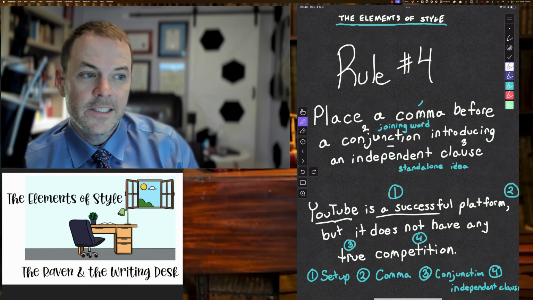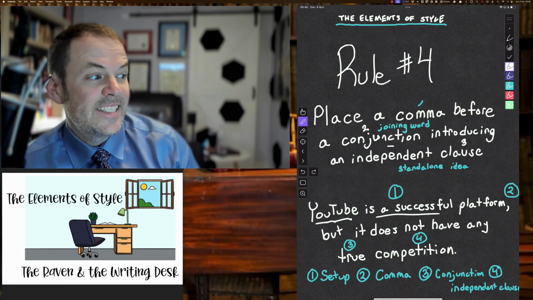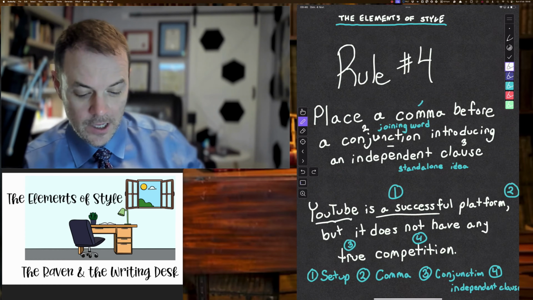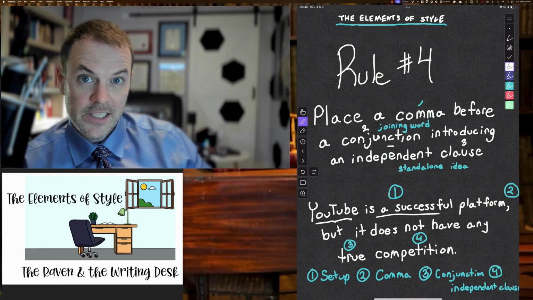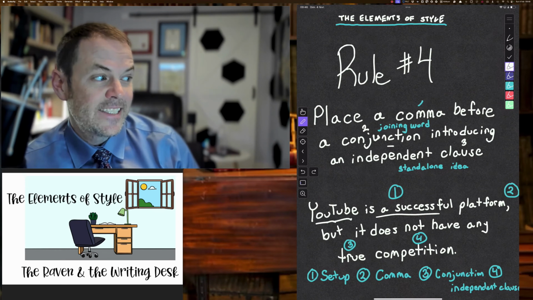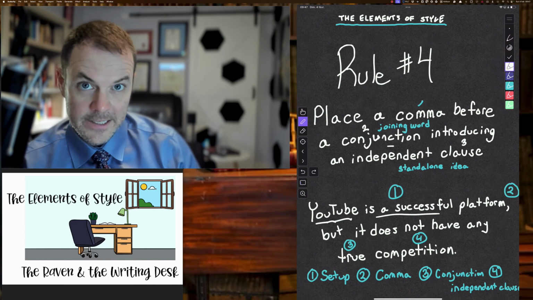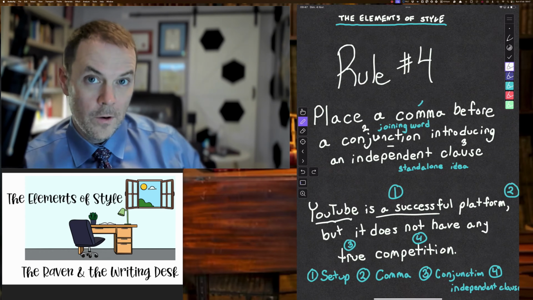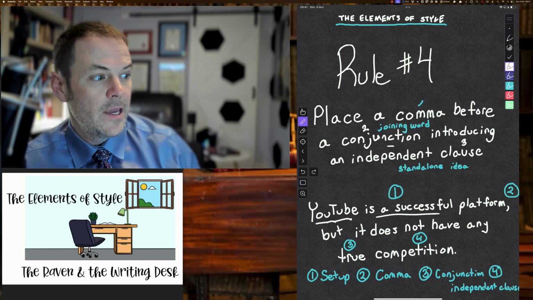Let's take a look at this example. YouTube is a successful platform, but it does not have any true competition. I've numbered things here to break it down. Number 1, that is my setup. And the way I phrased it here, that's an independent clause. YouTube is a successful platform. That's an independent clause. But I'm setting up more information. I'm setting up my main point.